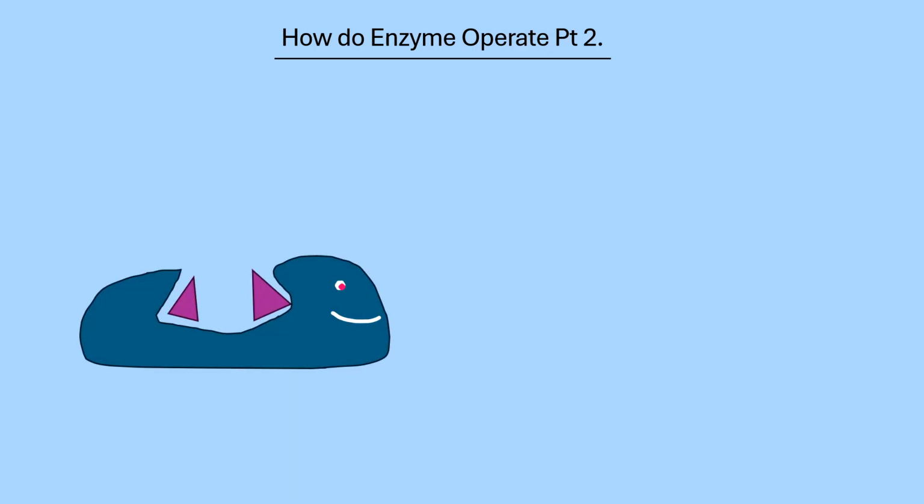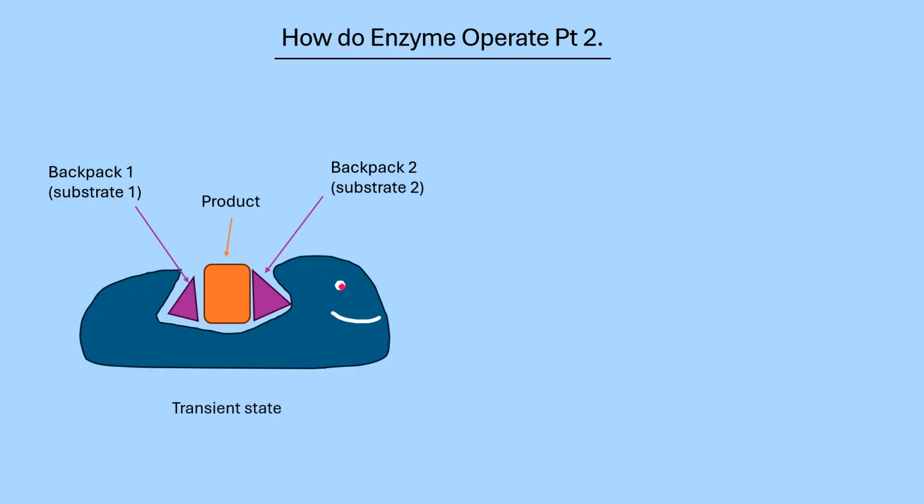Continuing, we get Barry once again with his two substrates, but what we notice is that these two substrates are slowly turning into product. This is what we call the transient state, also known as the transition state. It's the highest energy state of this enzyme-substrate complex, and it's the one with the most going on.